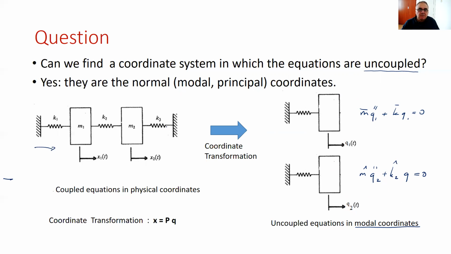And the coordinates which you use here, the q coordinates, are called the modal coordinates. So, in principle, we should be able to convert the physical equations by a coordinate transformation, which we will call x equals Pq, or q equals, let's say, P inverse x, as we will see. This coordinate transformation converts the x physical coordinates to q modal coordinates. It's possible to do that in vibrations, and that is the main idea of modal analysis. You want to convert the equations to modal coordinates.